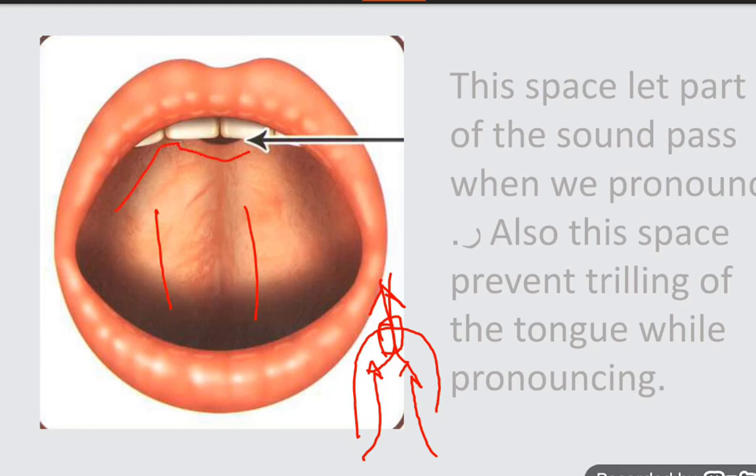So the tongue is elevated, leaving a small, tiny space that allows the sound to escape. So this is ra, ri, ru, like this. This space lets part of the sound pass when we pronounce the letter R. Also, this space prevents trilling of the tongue while pronouncing the letter ra.